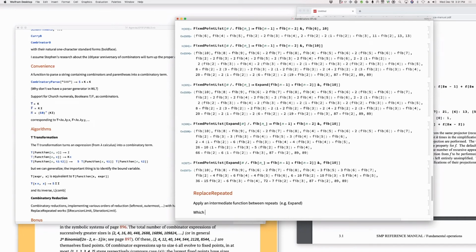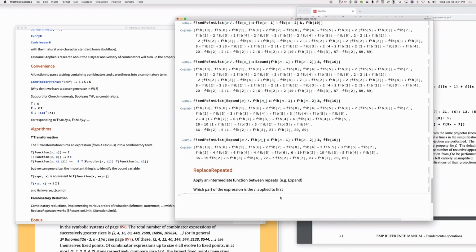The second thing is, which part of the expression is the /dot applied to first, right? And that's relevant in the case of f of g of x, h of x, because we could apply that /dot. Is the /dot applied innermost? I don't even know. Do you know the answer to that?